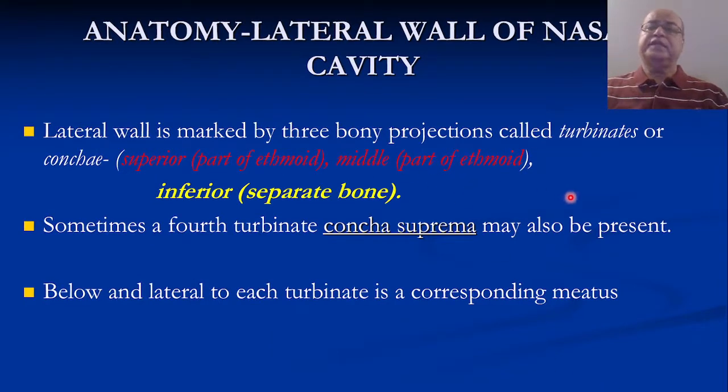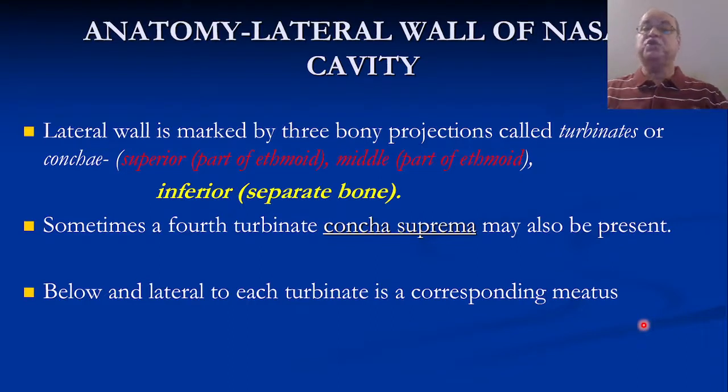The hallmark of the lateral wall of the nasal cavity proper is three bony projections. Two are part of the ethmoid bone, that is the superior turbinate and the middle turbinate. The lower one is called the inferior turbinate, which in itself is a separate bone. Sometimes superiorly there can be a fourth turbinate, known as the concha suprema, and below and lateral to each turbinate is its corresponding meatus.